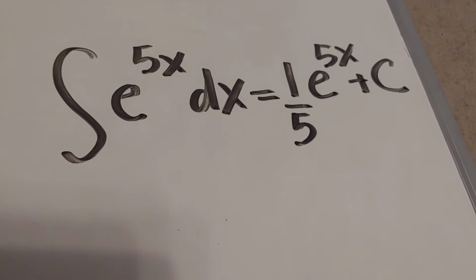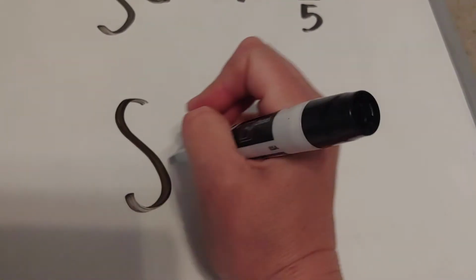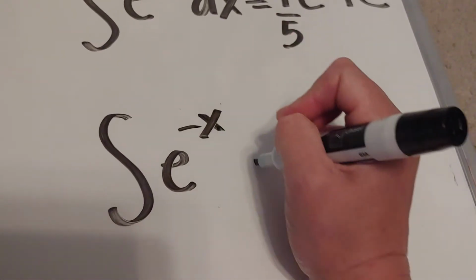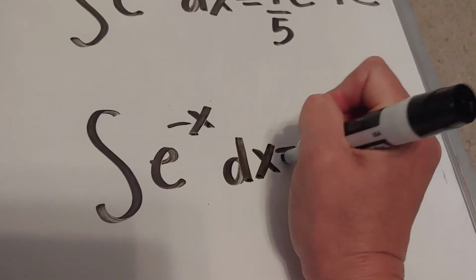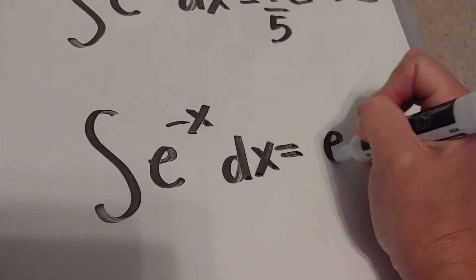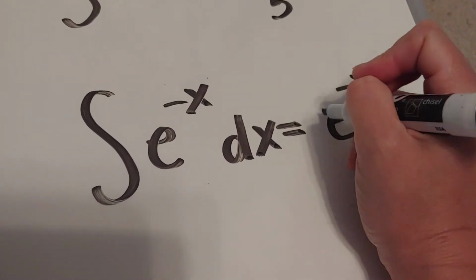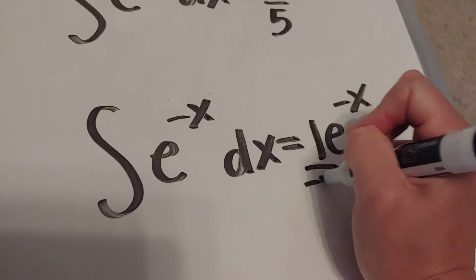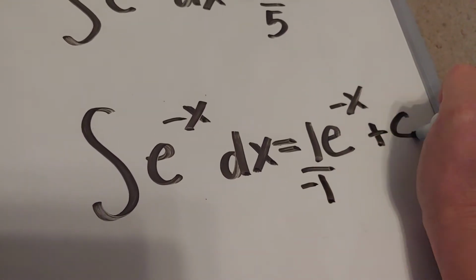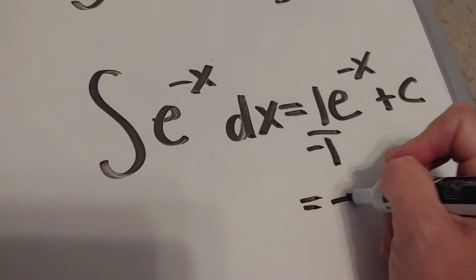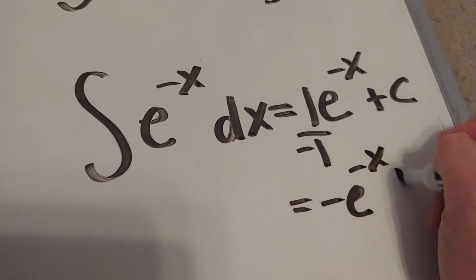All right. If I had e to the negative x, all right, when I integrate, I get e to the negative x, but I'm going to divide by -1. So this would be the same thing as negative e to the negative x plus c.